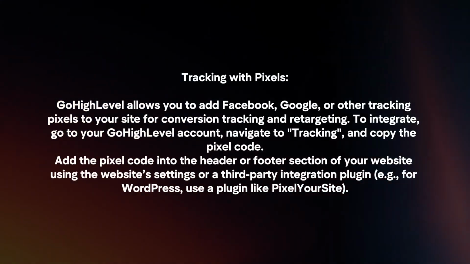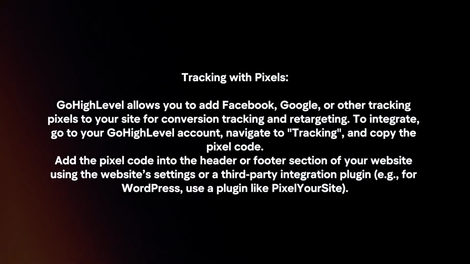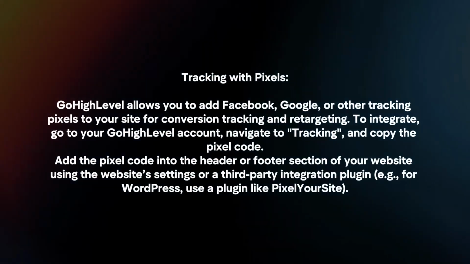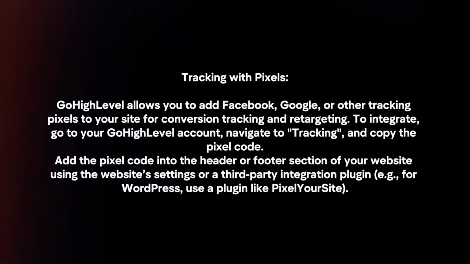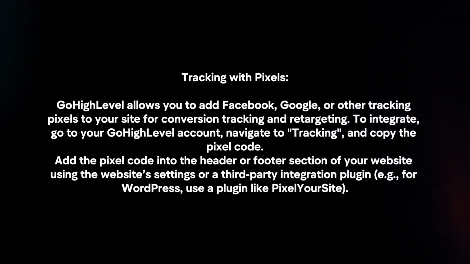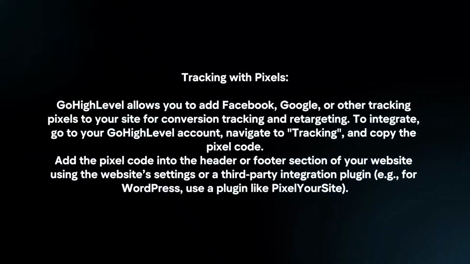Tracking with pixels. GoHighLevel allows you to add Facebook, Google or other tracking pixels to your site for conversion tracking and retargeting. To integrate, go to your HighLevel account, navigate to tracking and copy the pixel code. Add the pixel code into the header or footer section of your website using the website settings or a third-party integration plugin.